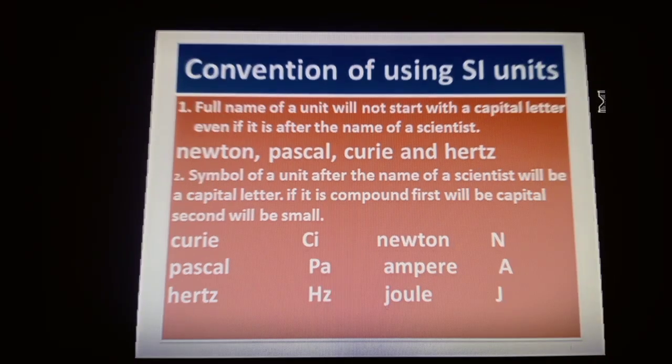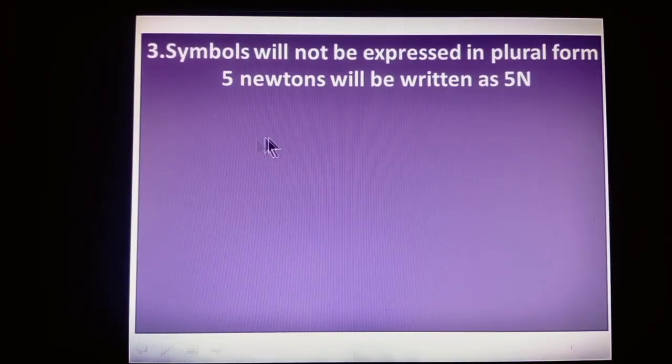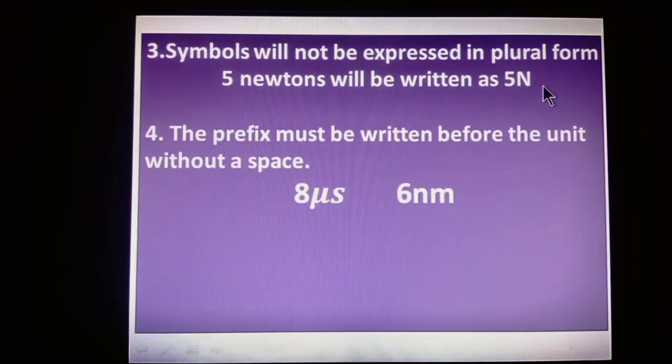Now, third point to remember. Symbols will not be expressed in plural form. Yes, look at this. 5 newtons. Newton is the unit of force. 5 newtons. And when you write it in symbols, you will just put N, not Ns. So that means that the symbols will not be expressed in plural form. 5 N, not 5 Ns.